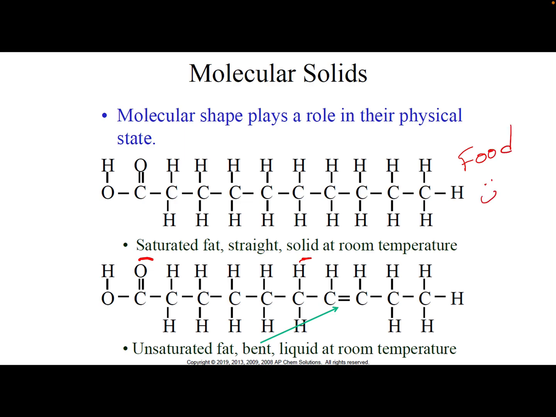So the food industry loves saturated fats because they are not as easily oxidized as unsaturated fats. So you get basically no food energy from a saturated fat. And so they are not good for the body, but they are quite tasty.